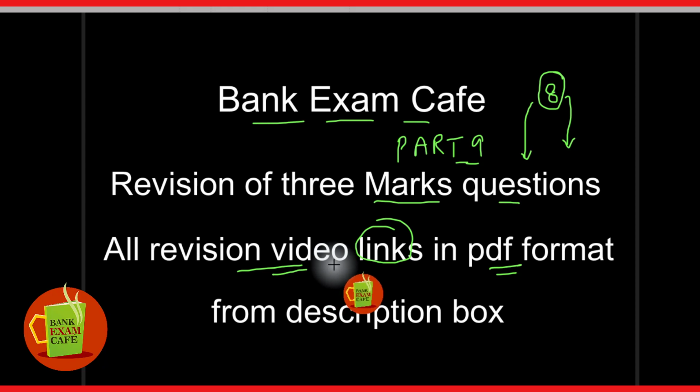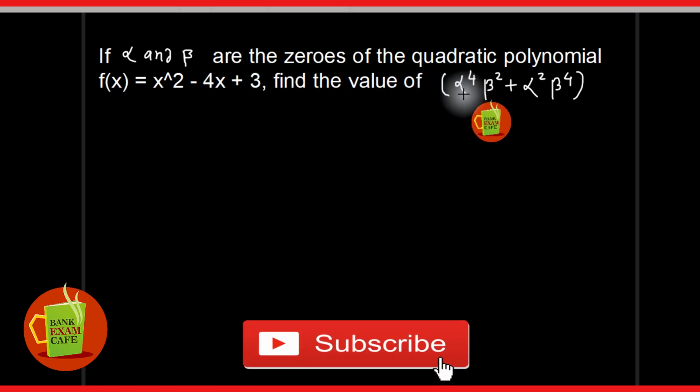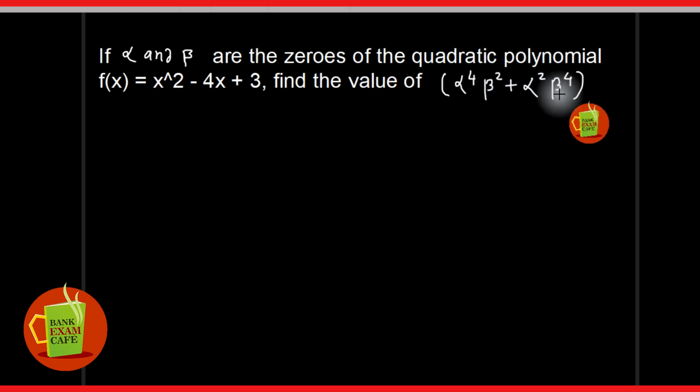And now let us move to the first question of today's episode. Friends, here is the first question on the screen: if alpha and beta are the zeros of the quadratic polynomial f(x) = x² - 4x + 3, find the value of alpha⁴ beta² + alpha² beta⁴.